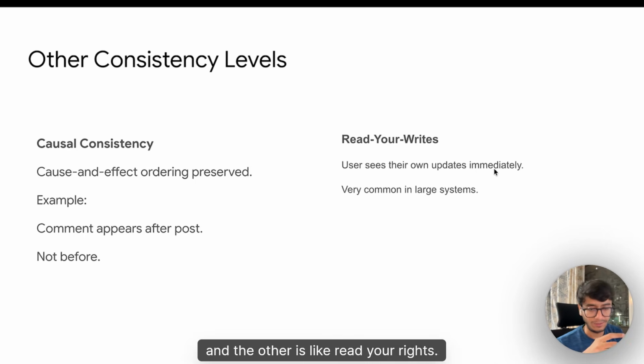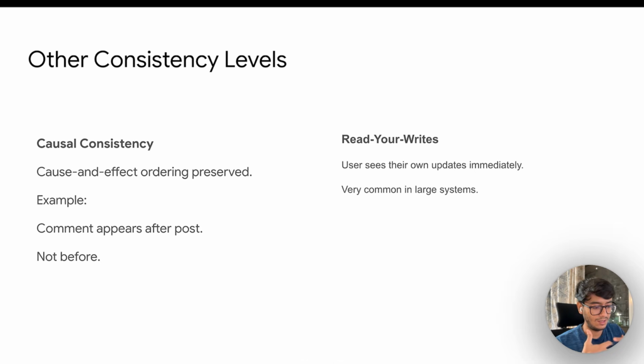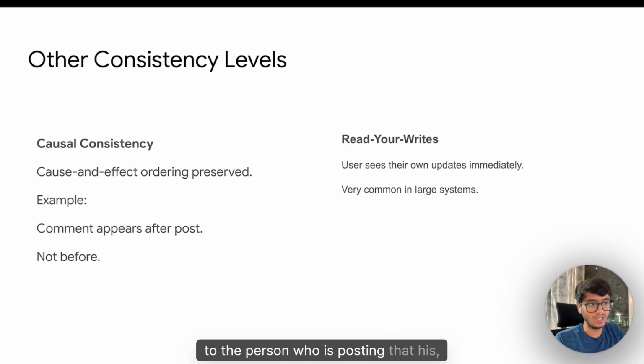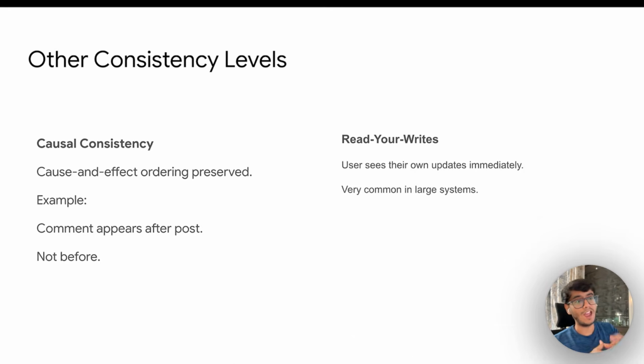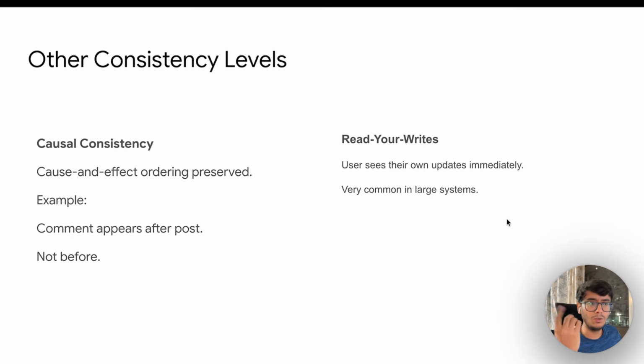And the other is read your writes. Believe me, this is very common. You might even have noticed this. The user sees their own updates immediately, but the other folks see it at a later point in time, which gives the person who is posting the feeling that his post is available, but actually it is eventual consistency. It comes after a certain period of time, let's say 2 seconds, 3 seconds, 5 seconds. It is very common in large systems like Google, Facebook, Meta.